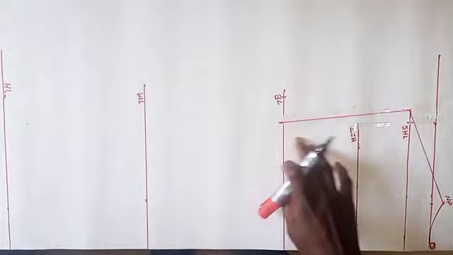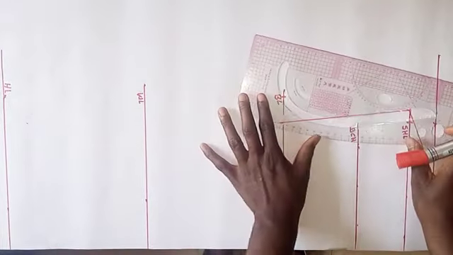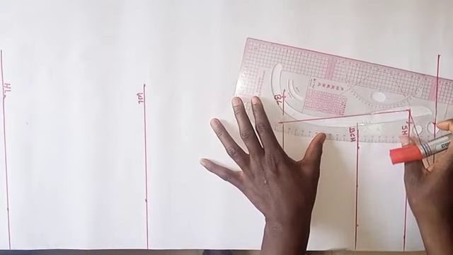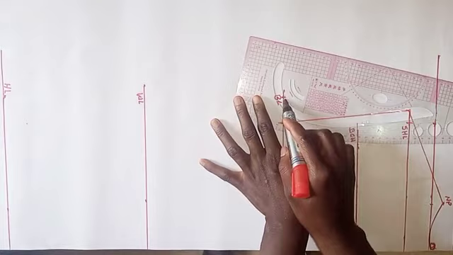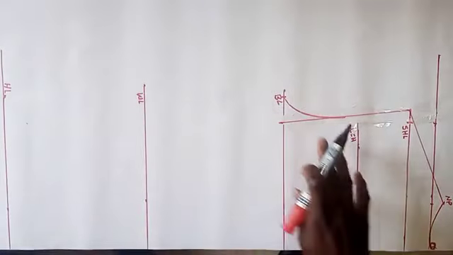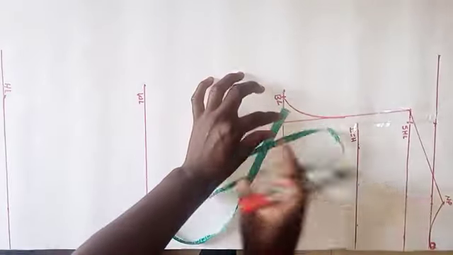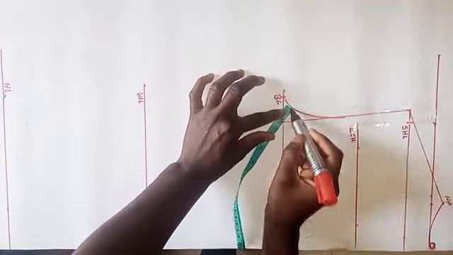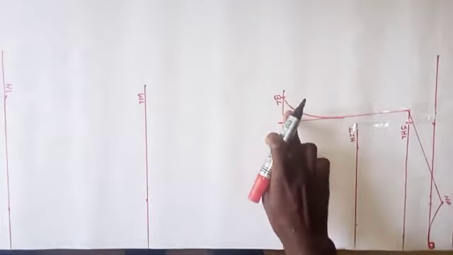After that, we'll be drawing the back armhole using a curve like this. To get a perfect armhole, we are going to be going out by 1 inch at angle 45 like this to get a perfect armhole.